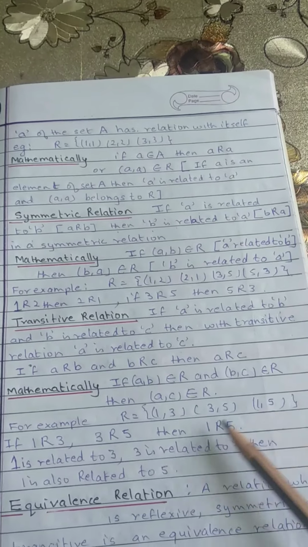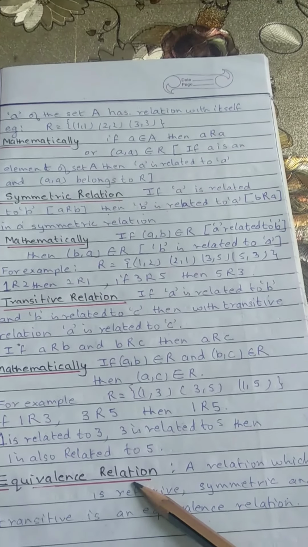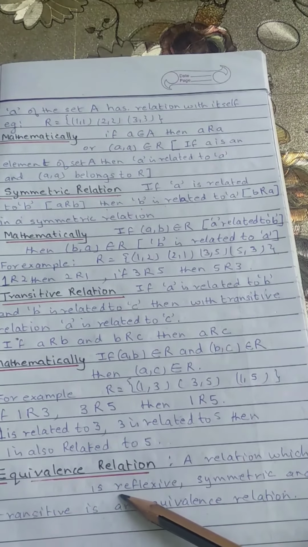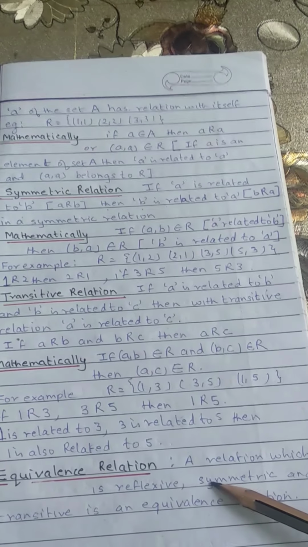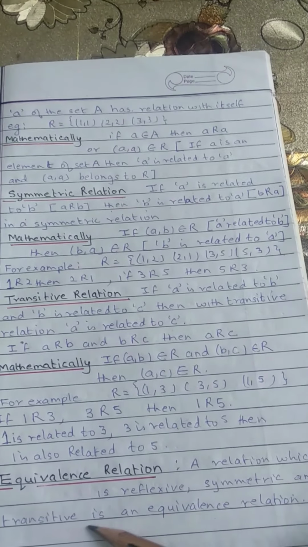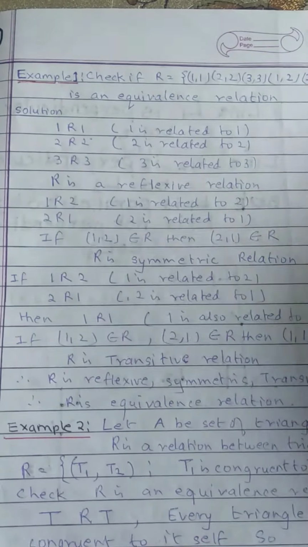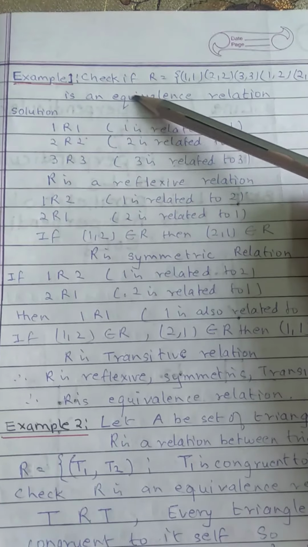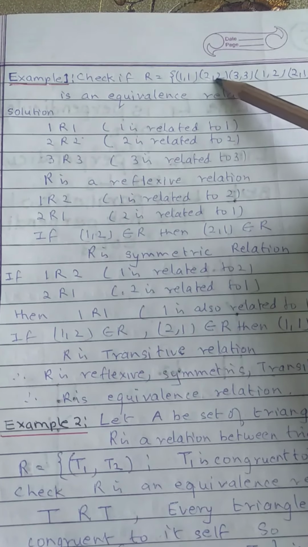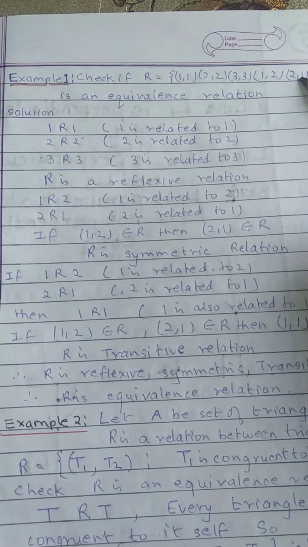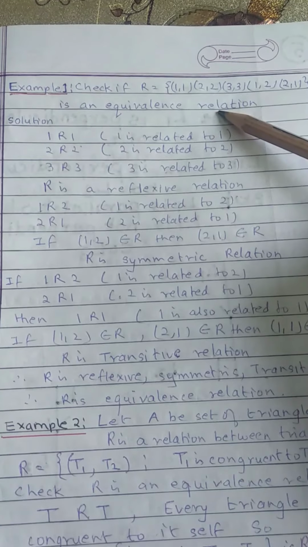Equivalence relation. A relation which is reflexive, symmetric and transitive is known as an equivalence relation. Example 1. Check if R = {(1, 1), (2, 2), (3, 3), (1, 2), (2, 1)} is an equivalence relation.